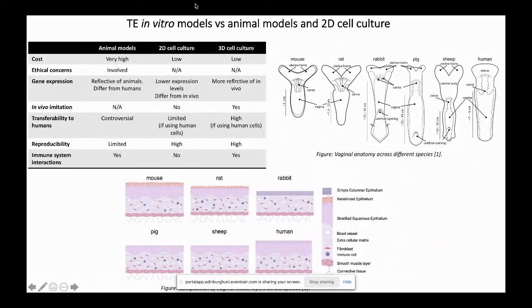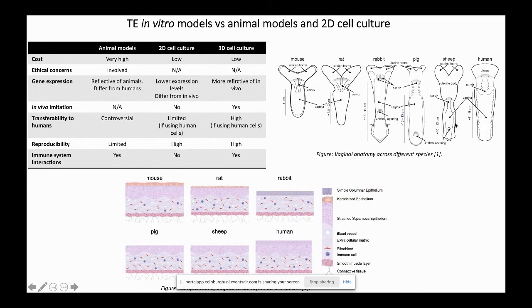We are all very well aware of the obvious advantages of tissue-engineered in vitro models over animal models and 2D cell culture in terms of their cost, the ethical concerns involved, their transferability to humans, and their reproducibility. In vaginal research, the most commonly used animal models are the mouse and rat models, whereas the rabbit model has been used as an irritability testing model for newly developed vaginal formulations. But talking about human vaginal anatomy, the mouse and rat models are very, very different from the human vaginal tissue.